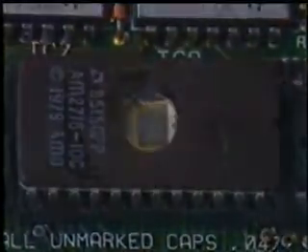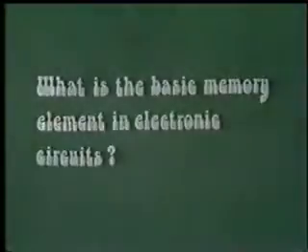The question is, what is the basic electronic circuit which has a memory? The flip-flop is the basic storage circuit.